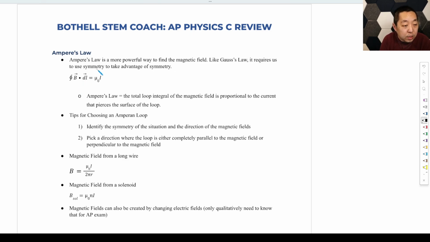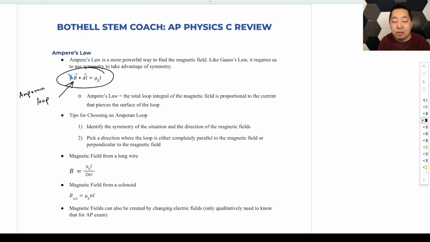So the way this equation works is the left side of the equation is a line integral. It's called a line integral, and if you take multivariable calculus, you'll learn it. But it's essentially a dot product between the magnetic field and the loop. So you have to create a loop called an Amperean loop. Kind of like in Gauss's law, you have to make a Gaussian surface. In Ampere's law, you have to make an Amperean loop.